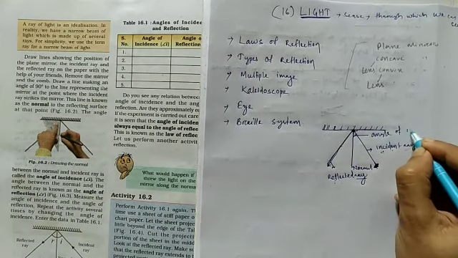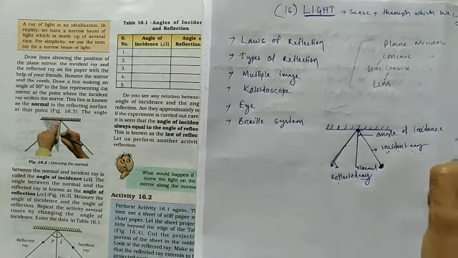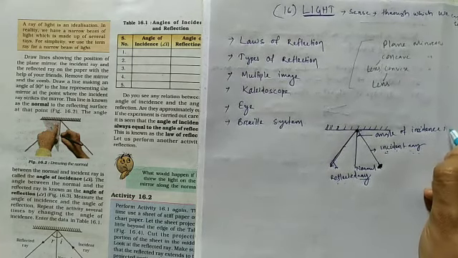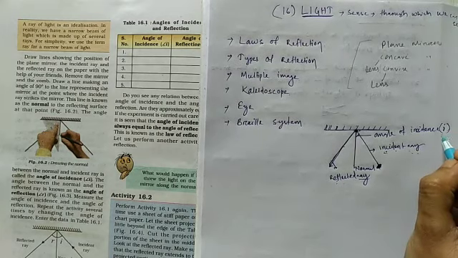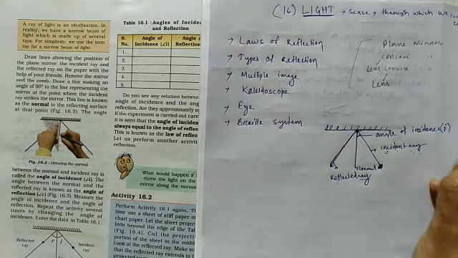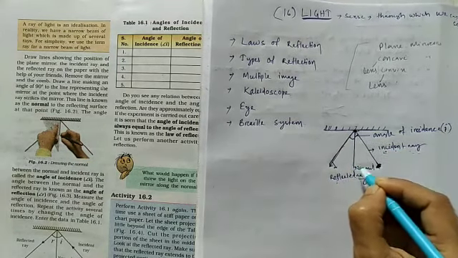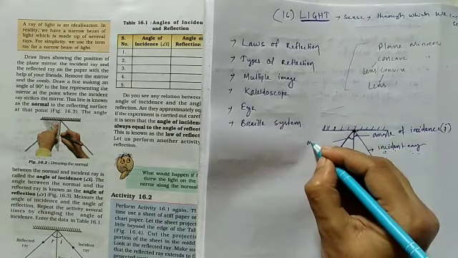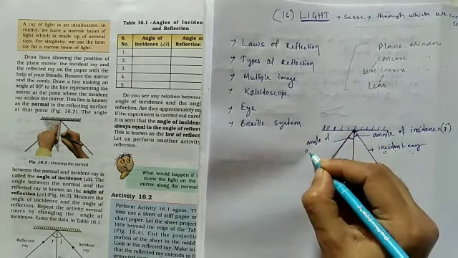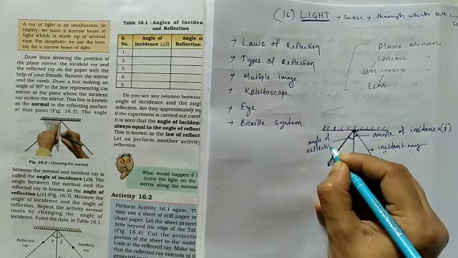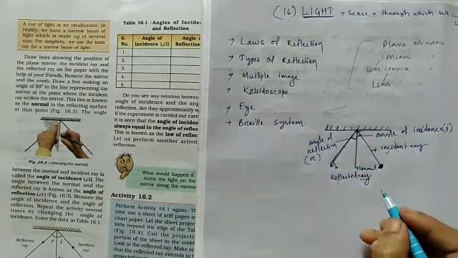Angle of incidence, which is indicated as I. Okay, it is represented as I, and the angle between the reflected ray and the normal is known as the angle of reflection, and which is represented as R.